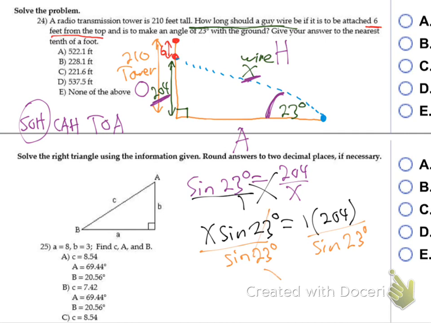Hit the buttons on your calculator. Whatever the calculator says. Make sure you're in the right mode. It'd be a bummer to be in the wrong mode on some of these questions. Double check your mode. We're in degrees. This says 23 degrees, so make sure you're in degree mode. And I'm getting 522.10. Yeah, there it is. A. Questions? Is that okay?